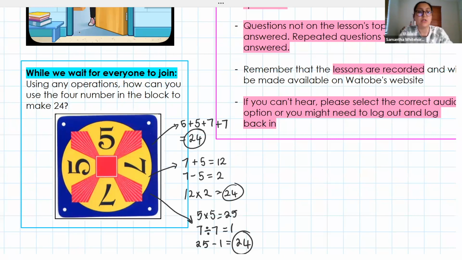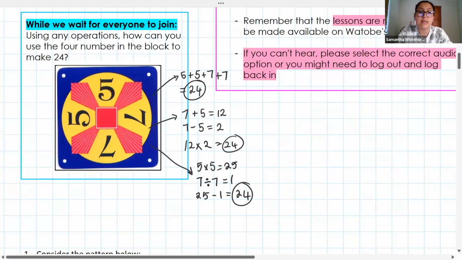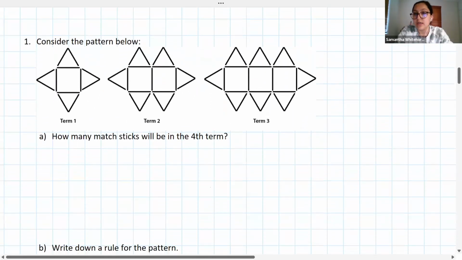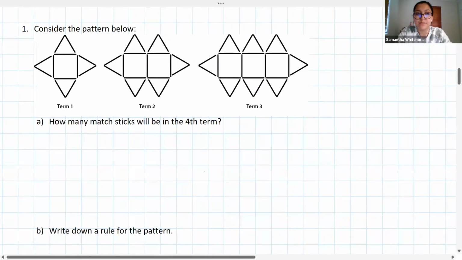Okay, so guys, let's get into it. Like I said, we started this whole process of graphs and relationships by looking at number patterns, and we're going to continue that same train of thought.